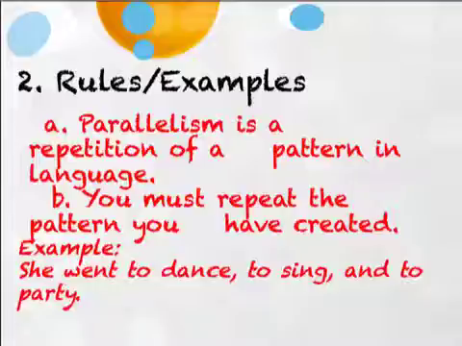Let's take a look at this example on the bottom here. "She went to dance, to sing, and to party." As you can see, this is a very simple pattern. It's to, then something, to, then something, to, then something. As we go on throughout this video, and as you go to use parallelism, the goal is to move beyond these very simple patterns to more complicated patterns. Because that's such an easy way to enhance your writing, you want to try to make the patterns that you're repeating a little bit more complicated than these simple ones, but this is a good place to start.